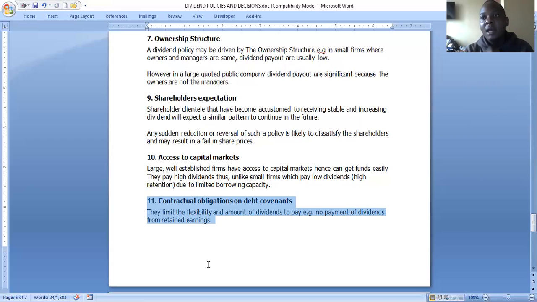And with that, that is the dividend decisions topic of financial management.